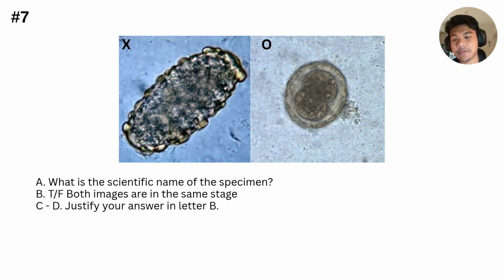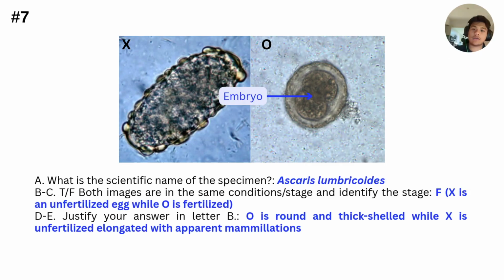Moving on to station 7, we have two very distinct images of actually the same life stage. Now the organism we have here is Ascaris lumbricoides in both its egg stage. So image X is actually the unfertilized egg while image O is the fertilized egg. This is because image O is round and oval with a well-defined embryo and a thick shell, while X is more elongated and narrow and contains a mass of disorganized, refractile granules rather than a clear embryo.